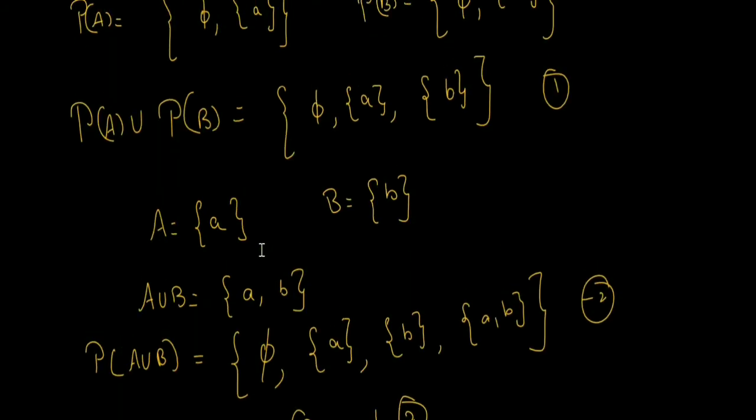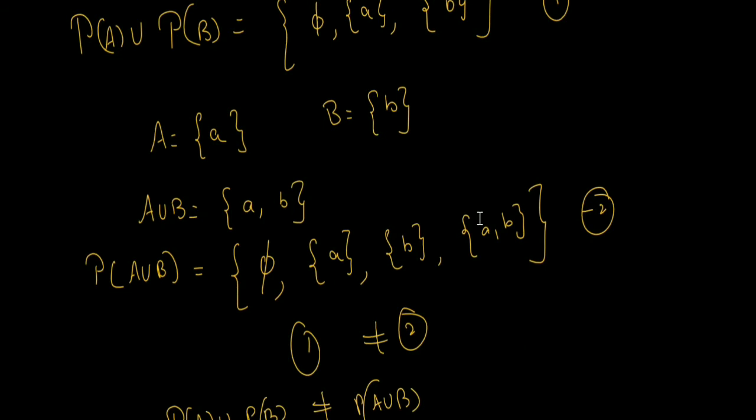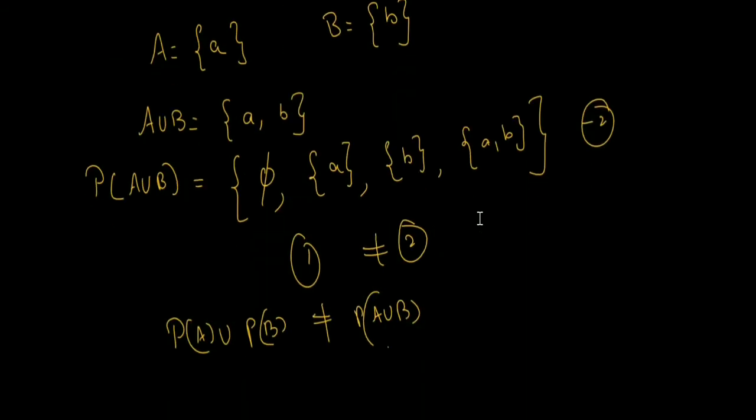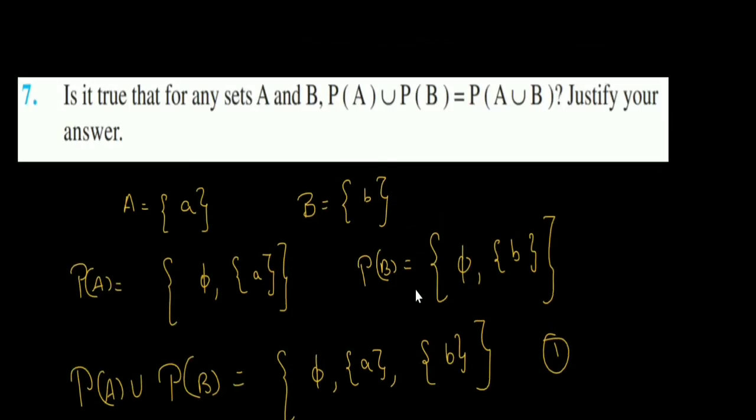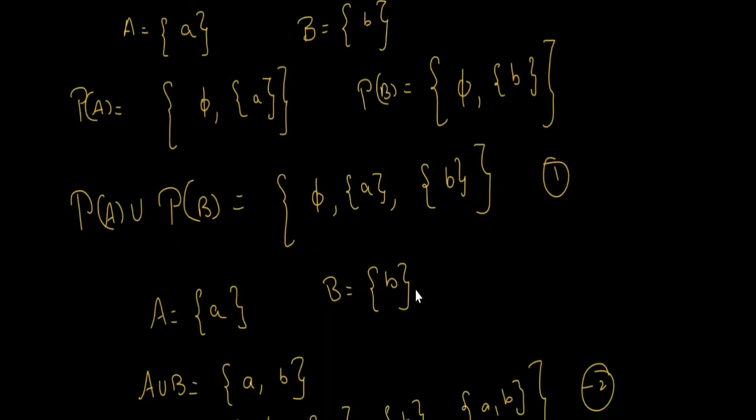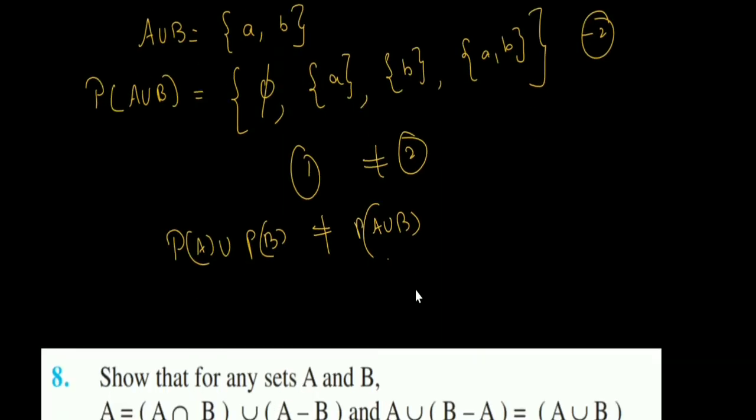Now are they equal? The power set of A union power set of B has 3 elements. The power set of A union B has 4 elements. The element {a, b} is not there. So P of A union P of B is not equal to P of A union B. We can give any example and prove it. So the question is, is it true? The answer is, it is not true. You can give an example and justify your answer.